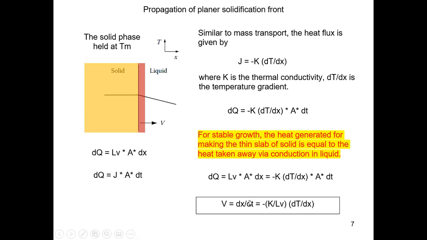On the left-hand side, we have dx over dt, which is the propagation velocity. On the right-hand side, we have these two terms: k, the thermal conductivity, over LV, the latent heat, times the temperature gradient. You can add an absolute sign here to just worry about the magnitude. The reason we have a negative sign here is because the temperature gradient is negative. So that's basically the expression.